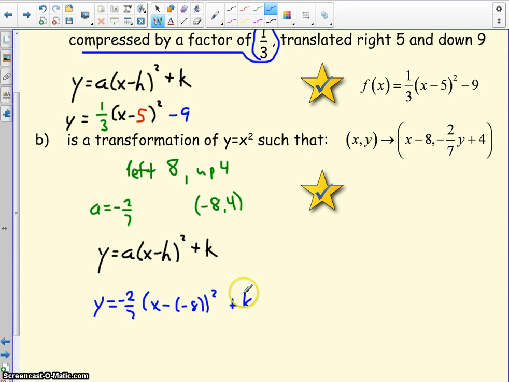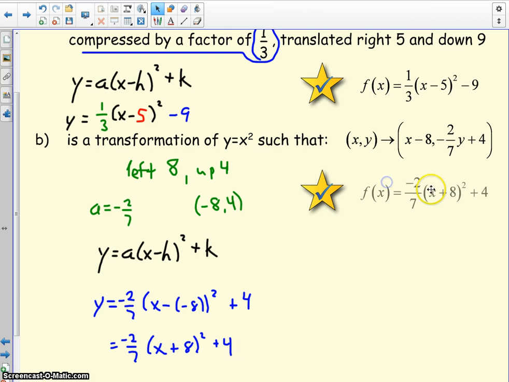And what I'm going to do is simplify this one over here. Pardon me as I just fix this. Inside the bracket here I have x minus negative 8, which we know when we subtract a negative means we're actually adding. So this becomes x plus 8 all squared plus 4. Okay, so that gives us our equation.